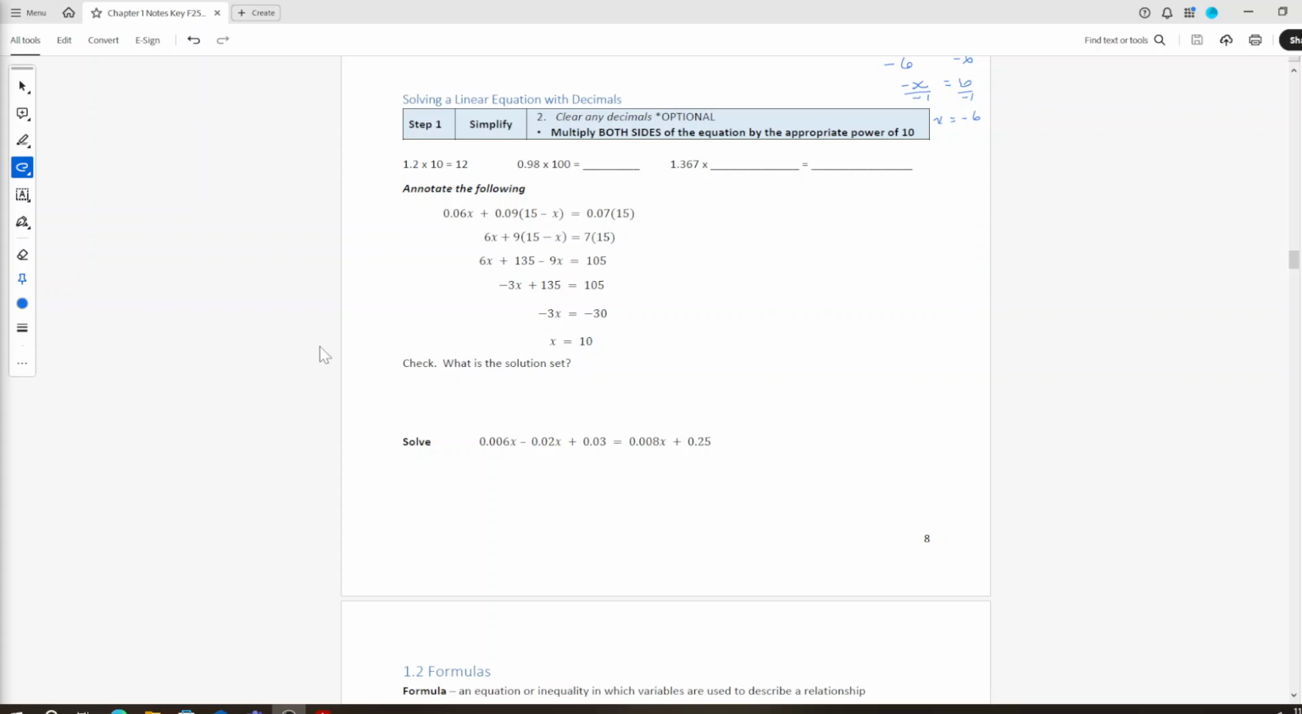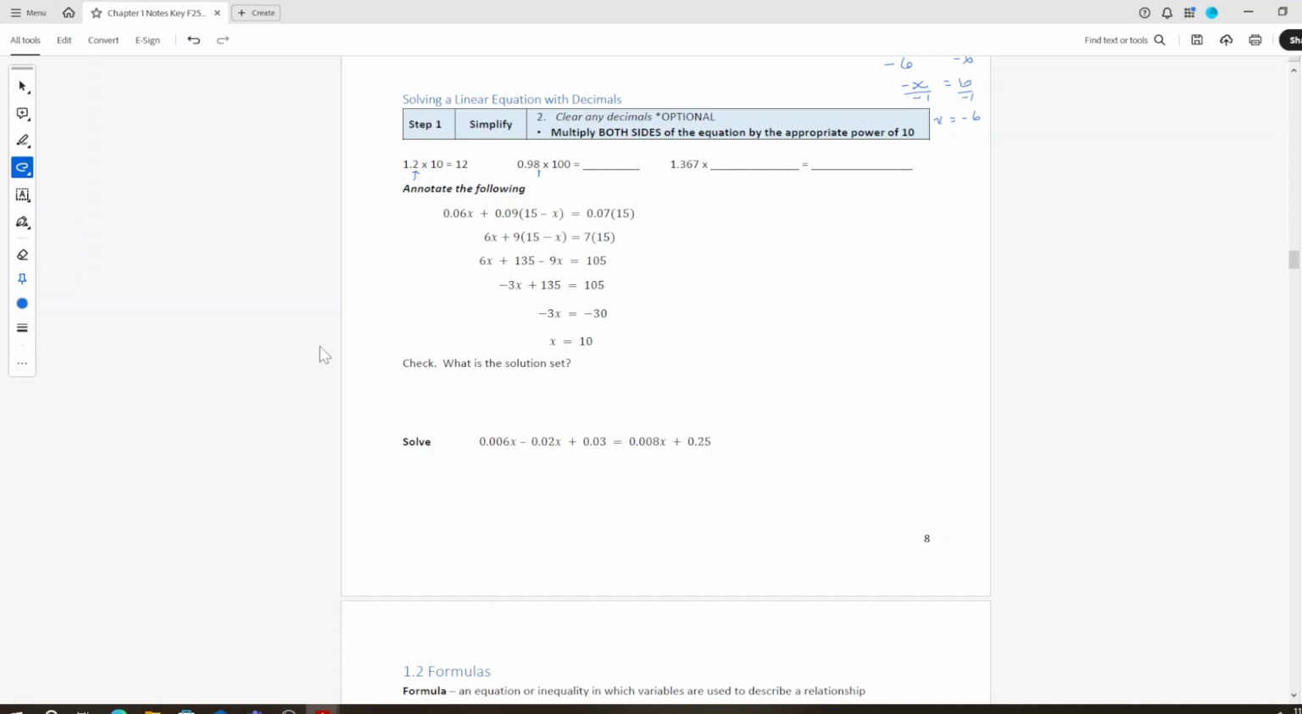So the only thing you have to know is that we can multiply to get rid of decimals, just like we multiply to get rid of fractions. Knowing what power of 10 to multiply by is the important part. So for example, if you had a question that had a tenth, you would multiply by 10. So 1.2 times 10 would give you 12.